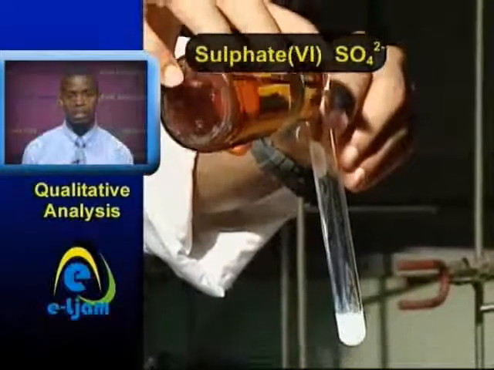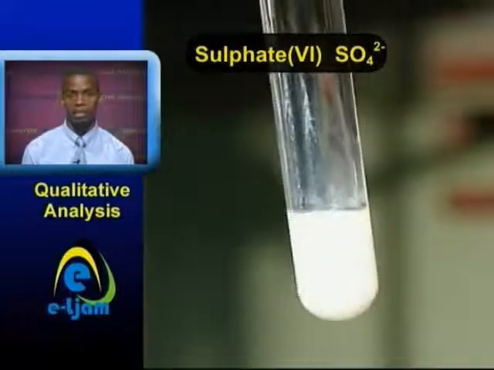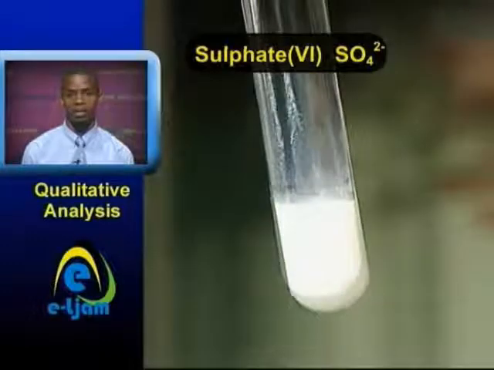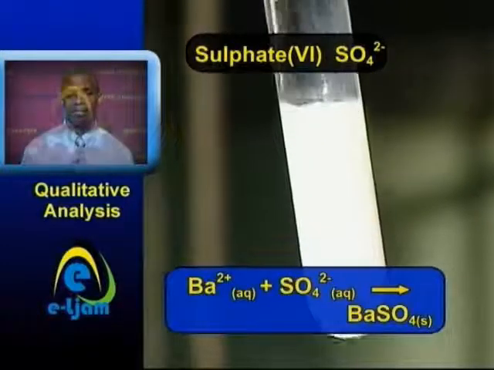Sulfate. Sulfates precipitate from solution as white barium sulfate on addition of a soluble barium salt, for example, barium chloride. The precipitate is insoluble in dilute hydrochloric or nitric acid.